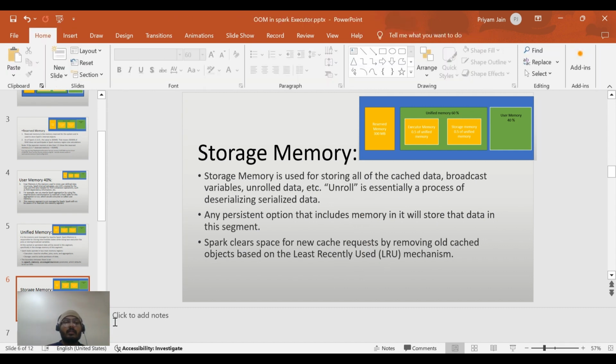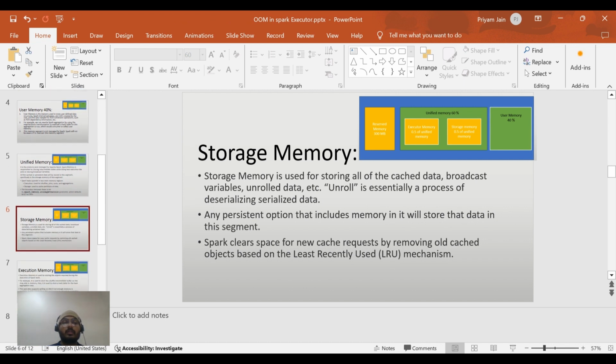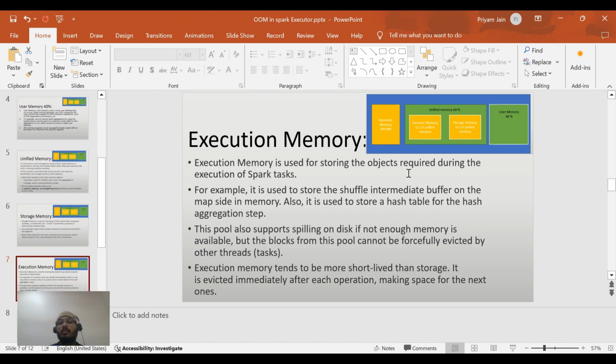Then the execution memory. Both storage and execution memory are main, but execution memory is the main thing, where we tend to get out of memory exceptions because of data skewness, or when we are broadcasting a large data set, a data frame, into the executors. In joins we mostly get it if data is skewed. Spark execution memory is for storing objects required during execution of Spark, the shuffling, reshuffling, and repartitioning of the data.